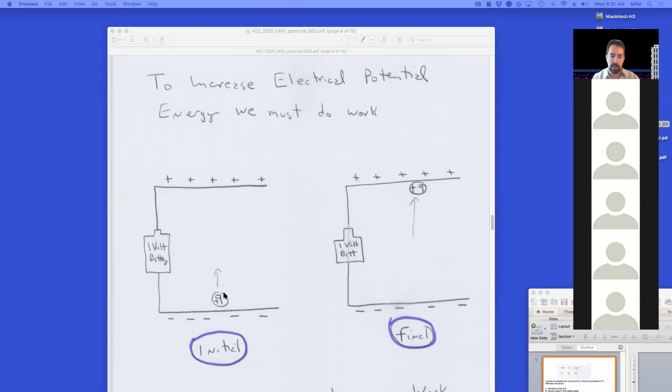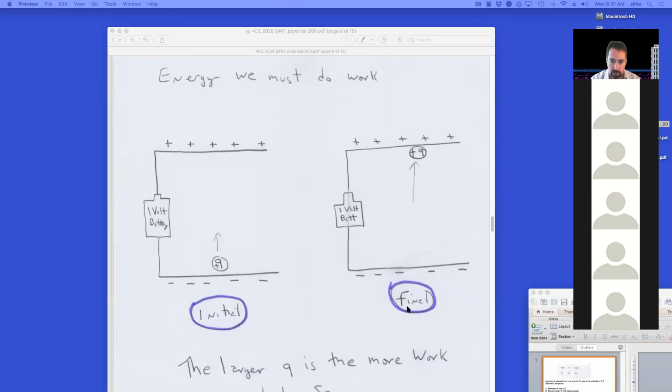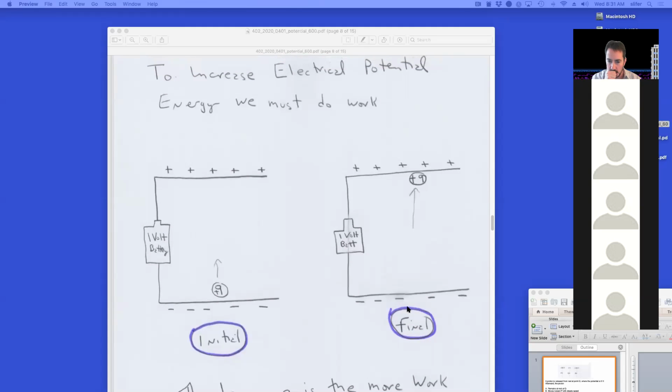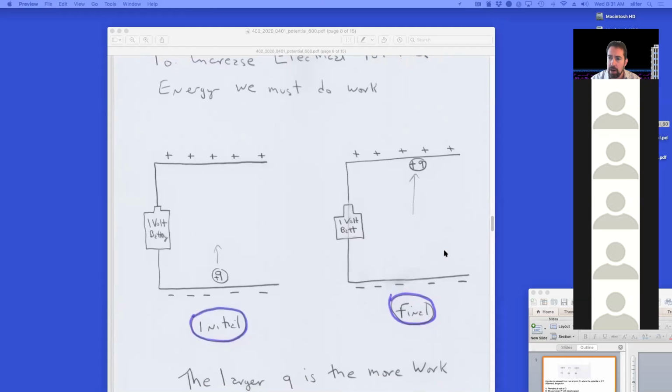If I want to get that charge from the bottom plate to the top plate, I'm going to have to push it and do work on it, and it doesn't want to do it because it has a repulsive force with these charges up top, and it has an attractive force to these negative charges down the bottom. Really, I'm going to have to do work in order to move this through the space in between these separated charges.